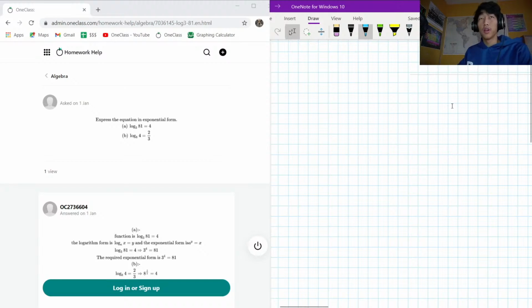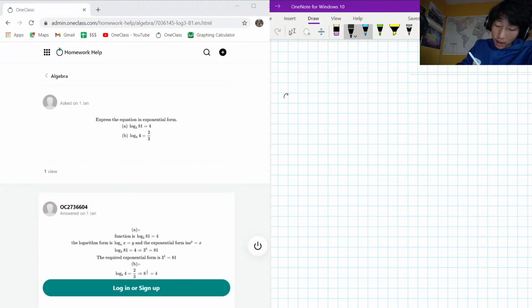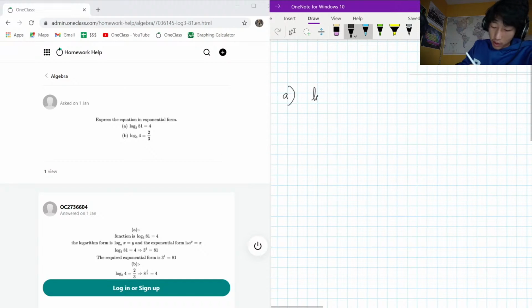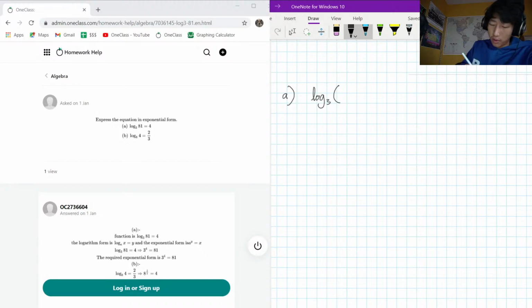Okay, cool. So this is the next question that we got on the menu today. So it's saying express the following two equations in exponential form. Okay, so let's talk about what the first one that we got and what this really means with these logarithms and stuff. Okay, so the first one, part A, we got log base 3 of 81.